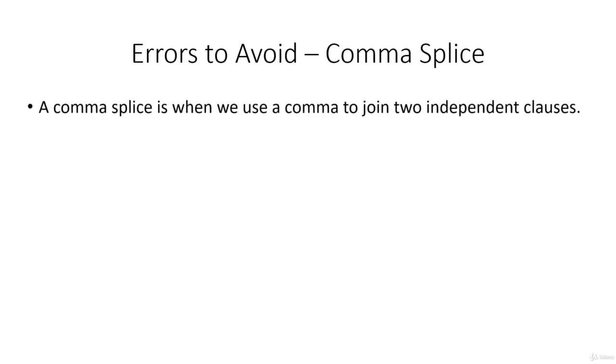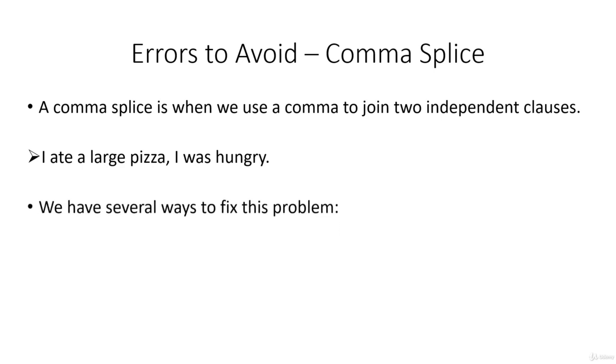A comma splice is an error situation when we use a comma to join two independent clauses. I ate a large pizza, comma, I was hungry. Now here we have two sentences. I ate a large pizza is an independent clause and I was hungry is an independent clause, and we can't join them with just a comma. But we do have ways to fix it.